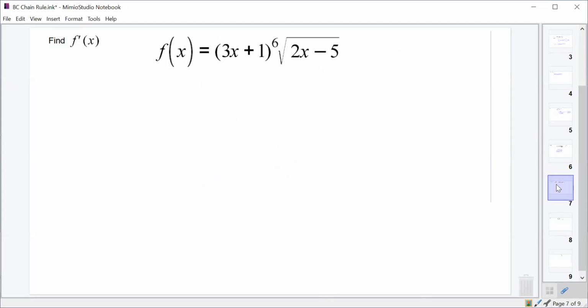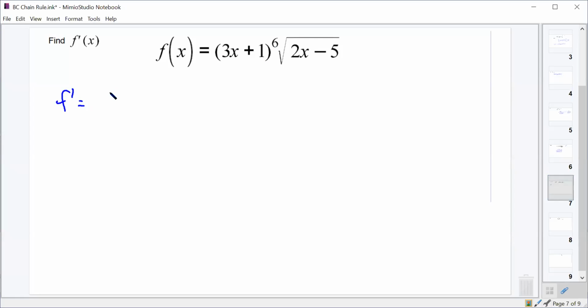All right, so here we'll have to use the product rule and the chain rule in conjunction with each other. 3x plus 1 to the 6th times the square root of 2x minus 5. That shouldn't be conceptually too difficult, just a little bit messy.